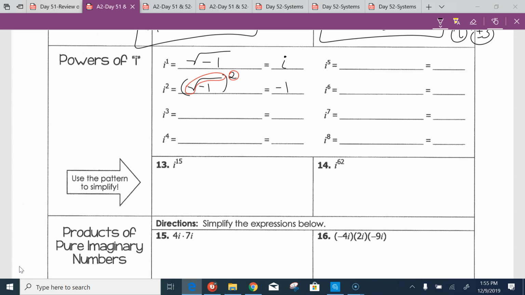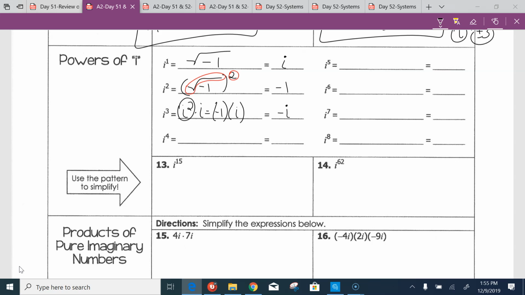i to the third power. Well, that's the same thing as saying i squared times another i. Well, let's translate that. We know i squared, which we saw in the example above, equals -1. And then we have just the letter i multiplied by it. So what's -1 times a positive i? Well, that would give me a negative i.